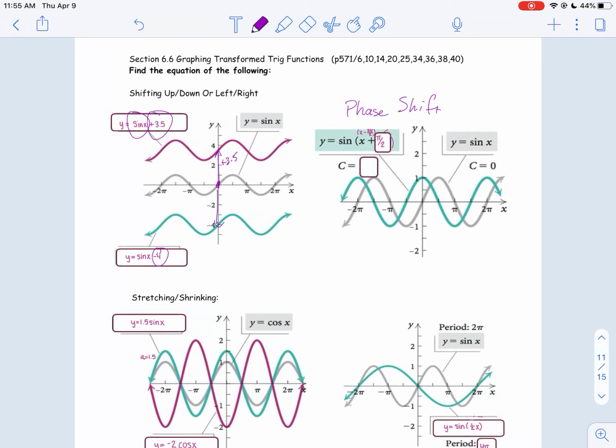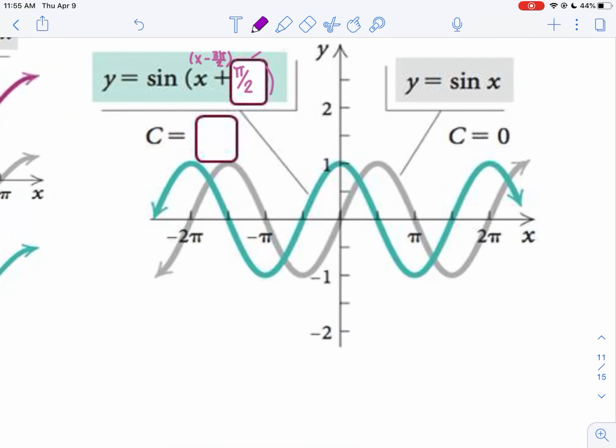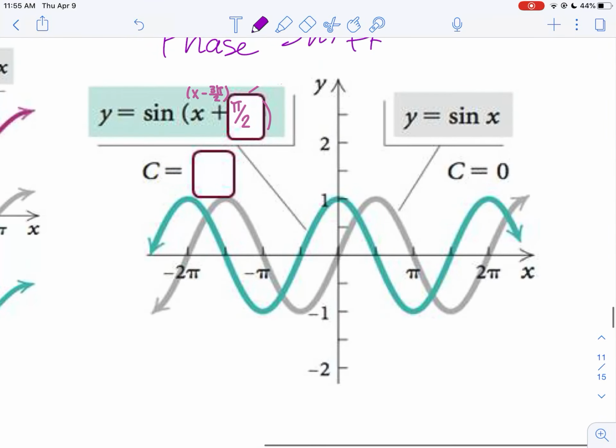Okay. Now, this is called a phase shift. Sometimes we call it a horizontal shift, but with trig functions, we often call it a phase shift. You can see this in two different ways. So this is a sine function. How do we get from this gray function to this green function? I'm guessing most of you will see this as moving left pi over 2. Remember, we always do it kind of backwards, so to speak. So inside it's plus pi over 2.